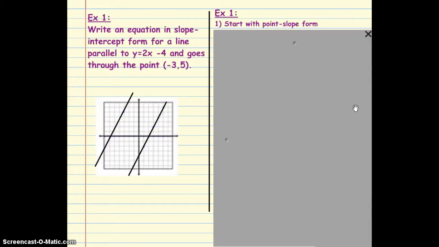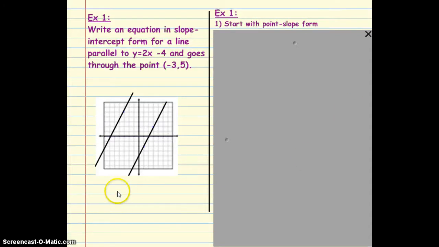Alright, let's go ahead and look at what an example would be for this. Example number 1. Write an equation in slope-intercept form for a line that's parallel to y equals 2x minus 4, and it has to go through the point -3, 5.